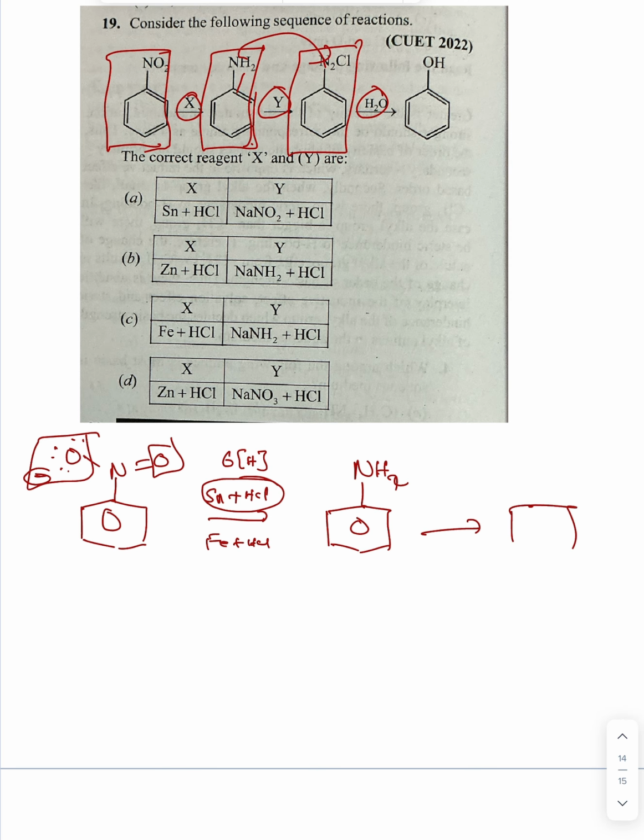So how can you convert it into the diazonium salt? If you want to make the diazonium salt, you need to add nitrous acid. What is the formula for nitrous acid? It's HNO2. To form HNO2, the reactants sodium nitrite plus HCl are required. So now, what is the option? Option A is the correct one.